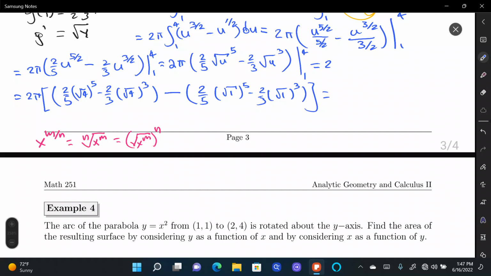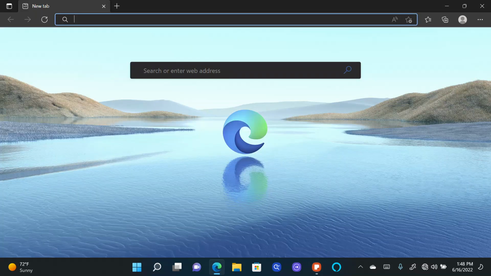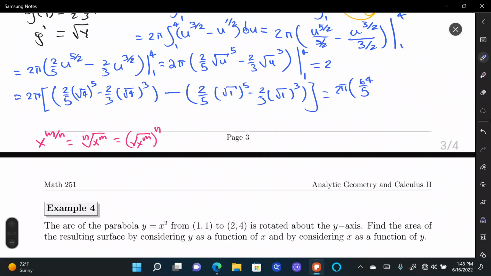what should we get? Well, what's the square root of 4? The square root of 4 is 2, and then 2 to the 5th power is 32. And then that 32 times 2 is 64 fifths. And then the square root of 4, which is 2. 2 cubed is 8. 8 times 2 is 16. So that's 16 thirds.